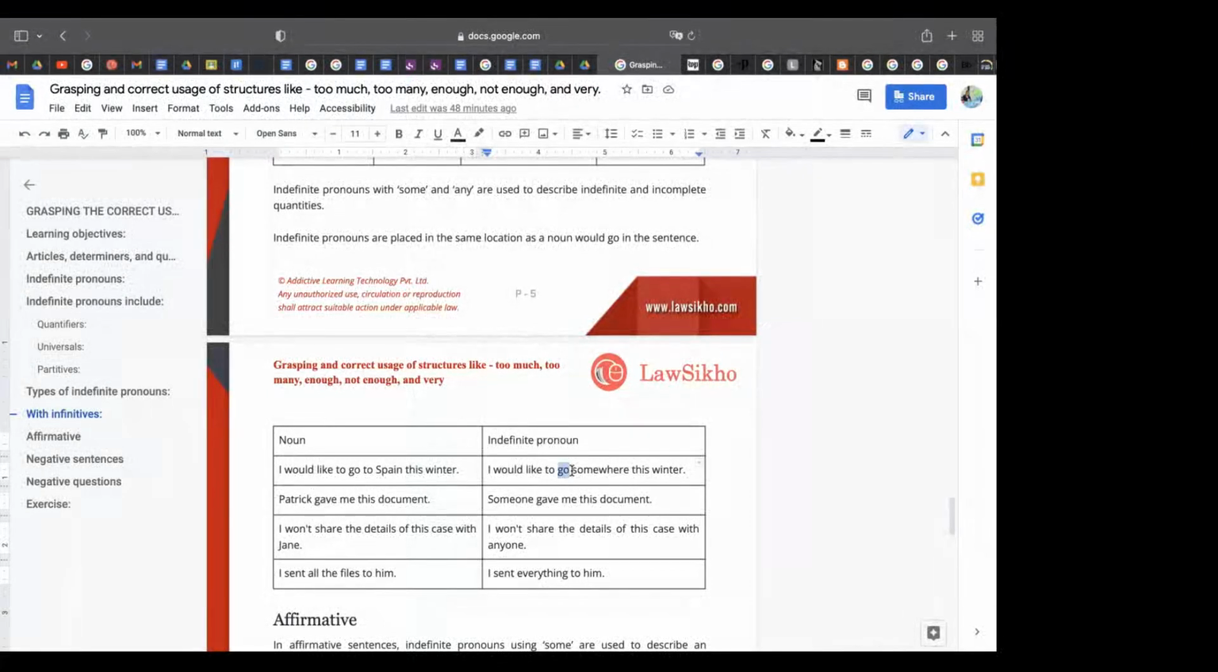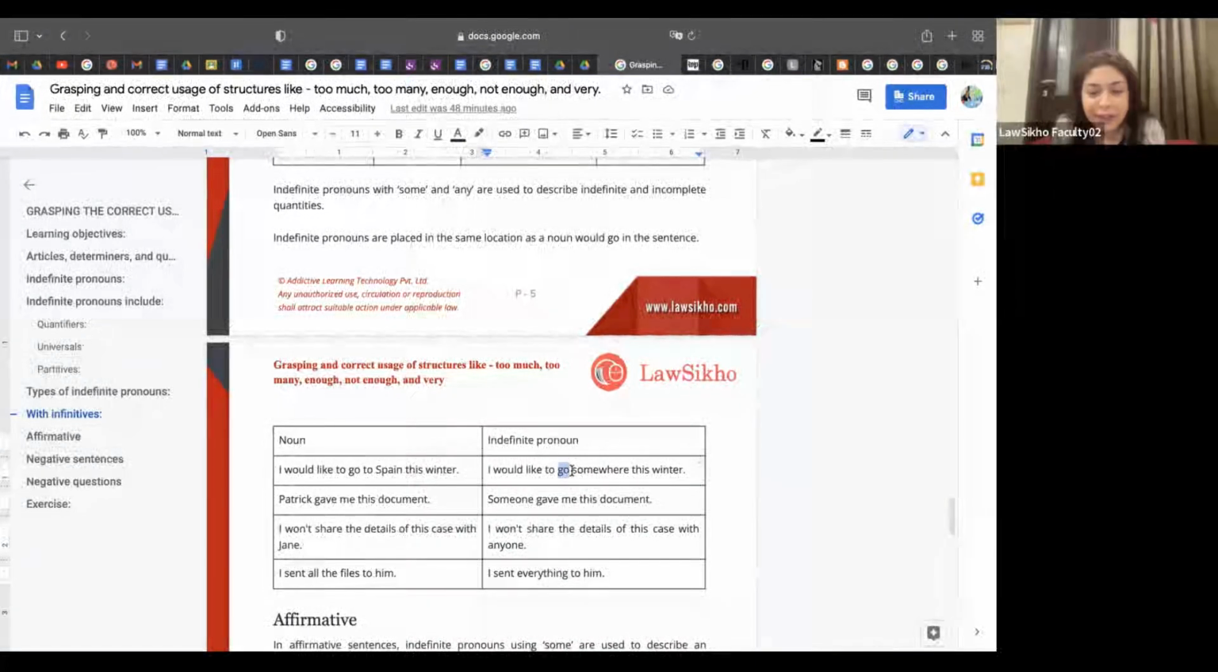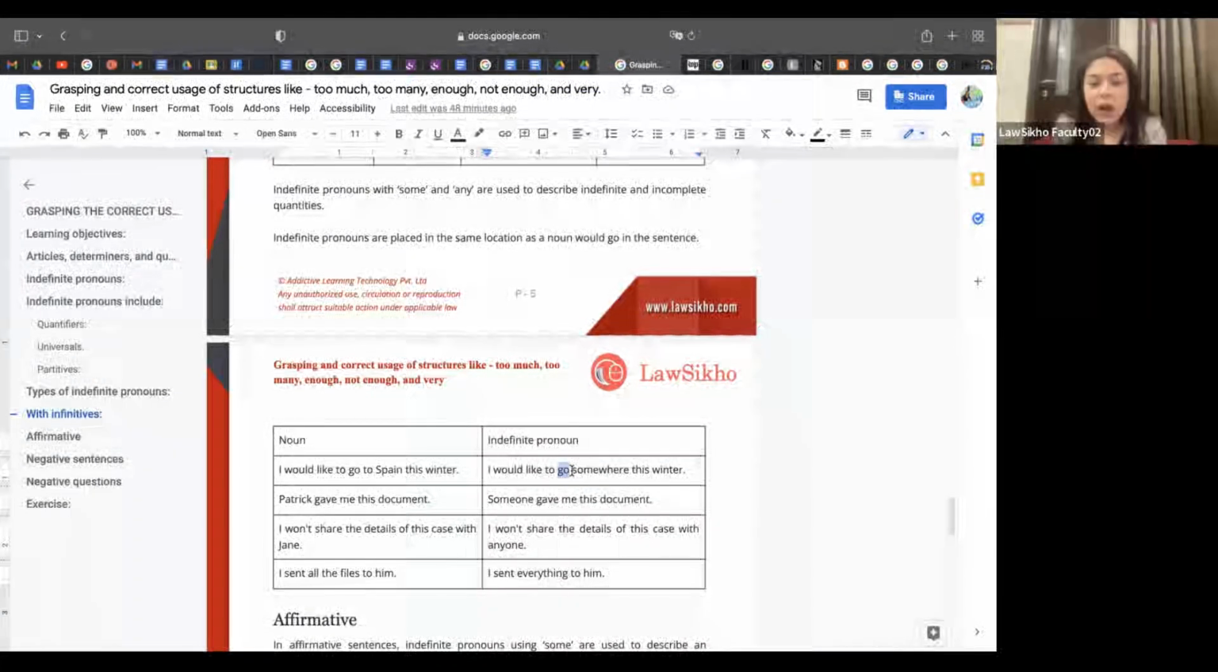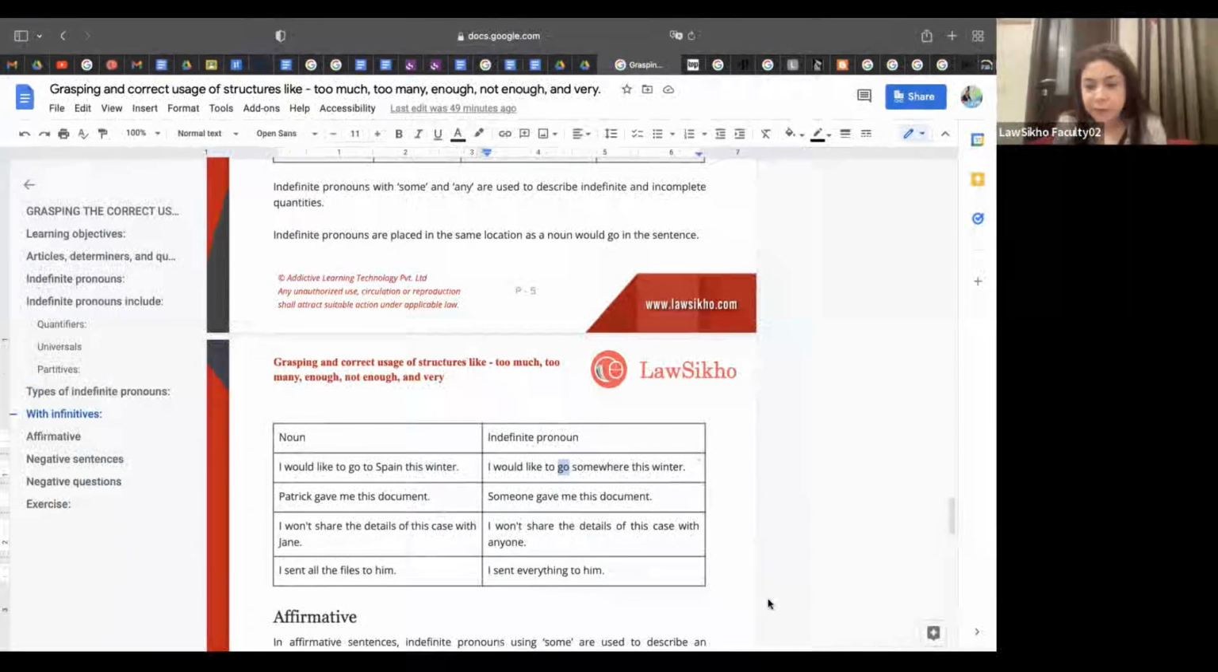Ma'am, in the sentence, I sent everything to him, can't we write it as I sent every files to him? I mean, will it be wrong? Yes. Number one, every is always used with something plural. I sent each and every file, every document. That's number one. Everything is a compound. Remember compound? To break it and make it simpler, let's understand what a compound is. Every plus thing.